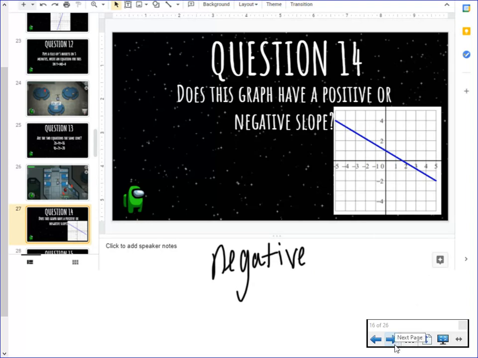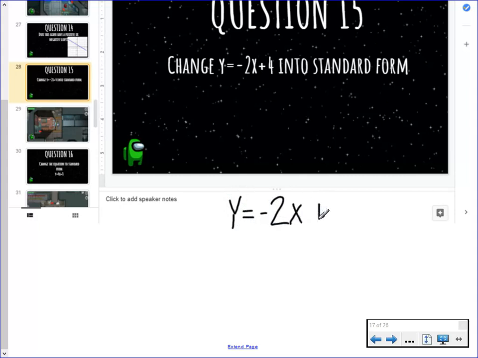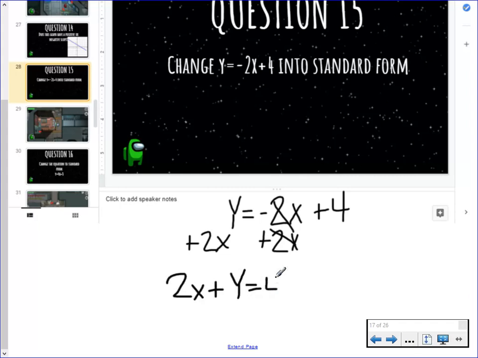15 and 16, I showed you an example of this. I might have even shown you the exact problem in the class, but I want to change this to standard form. Right now it's in slope-intercept form. So all I have to do is move my x to the other side. Right now I have negative 2x, so to move that, I would say positive 2x right here. So now I have 2x. This is a positive y, so I say plus y equals 4. If my first number is positive, then you're done. You circle it, and that's in standard form now. So that is the answer to number 15.